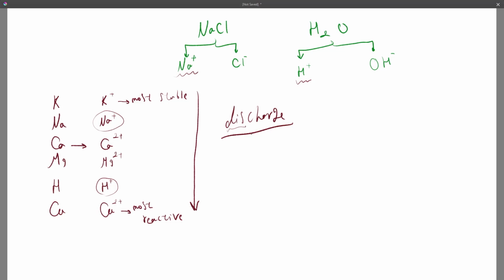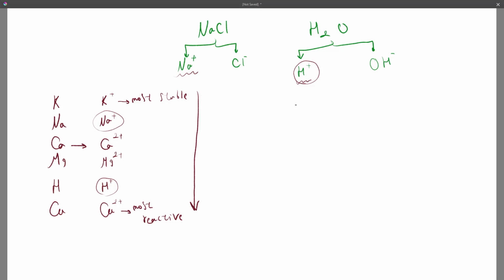A discharge for a cation happens by gaining electrons, while discharge for anions happens by losing electrons. So again, hydrogen will be more likely to convert to hydrogen atom or hydrogen gas than sodium will be to convert to its atomic form, which means that in this example right here, hydrogen is the one to discharge, right?